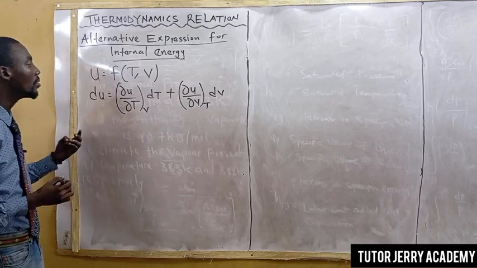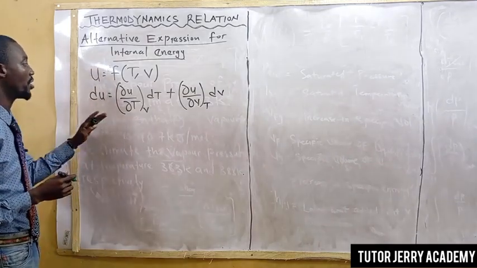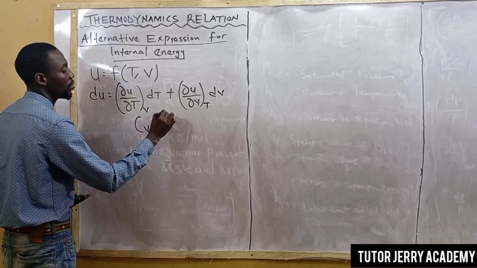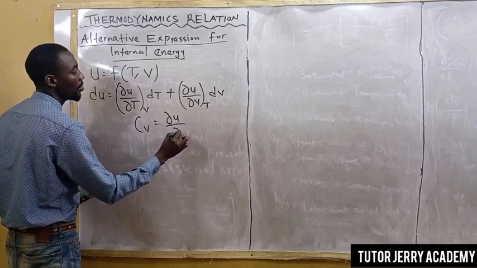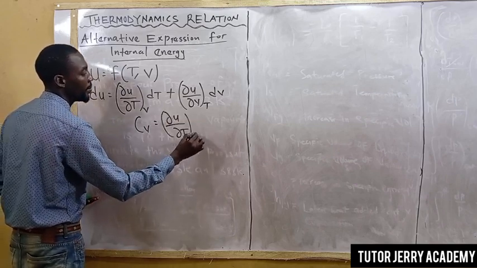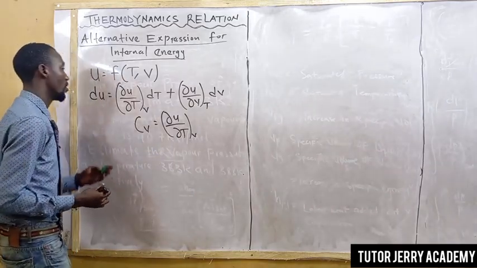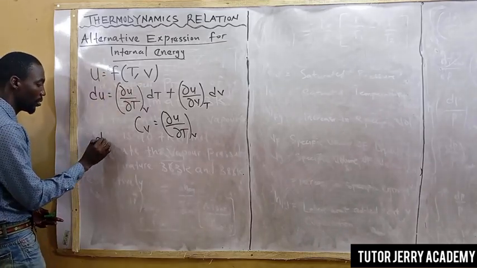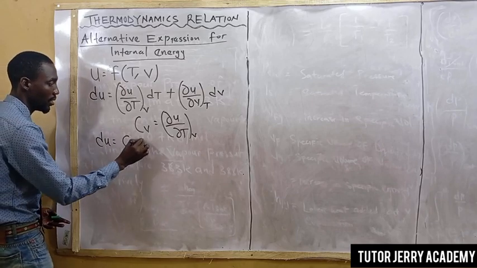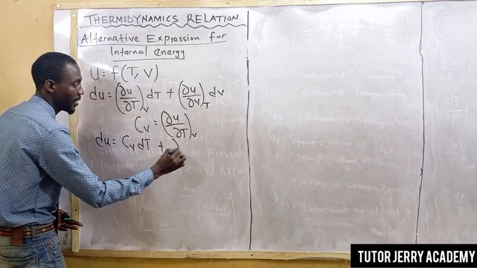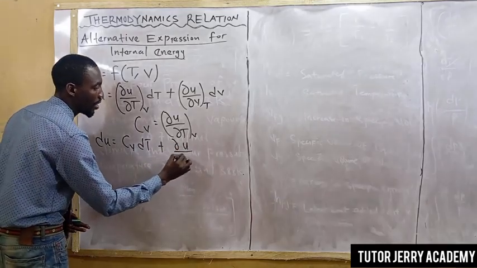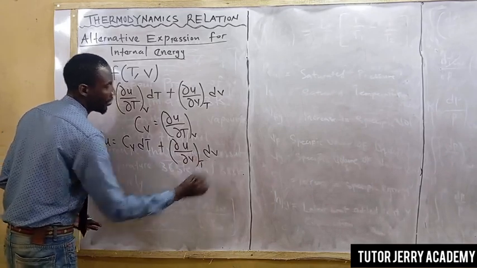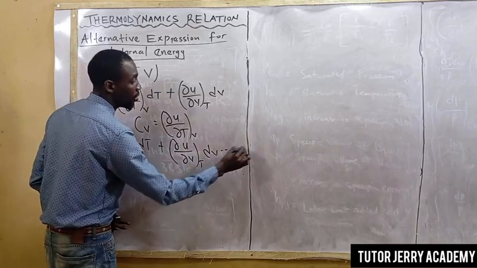All right. So from here, we know that Cv is equal to the partial derivative of U over the partial derivative of T, keeping V constant. So we can therefore replace this with what? Cv. So dU is equal to Cv dT plus the partial derivative of U over the partial derivative of V, keeping T constant, dV. So let's call this equation 1.